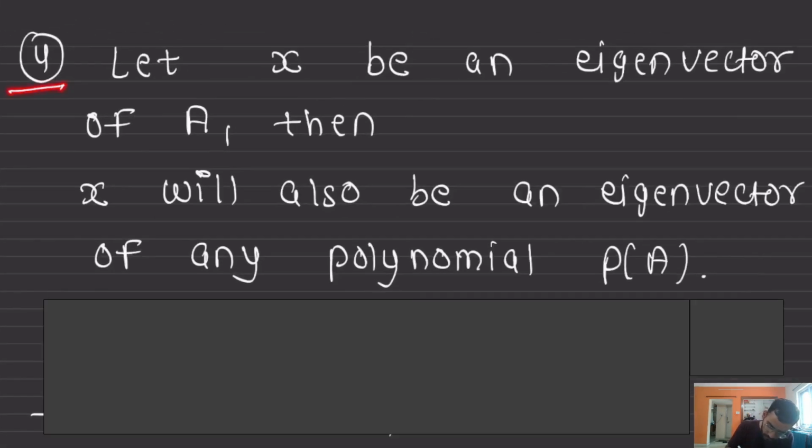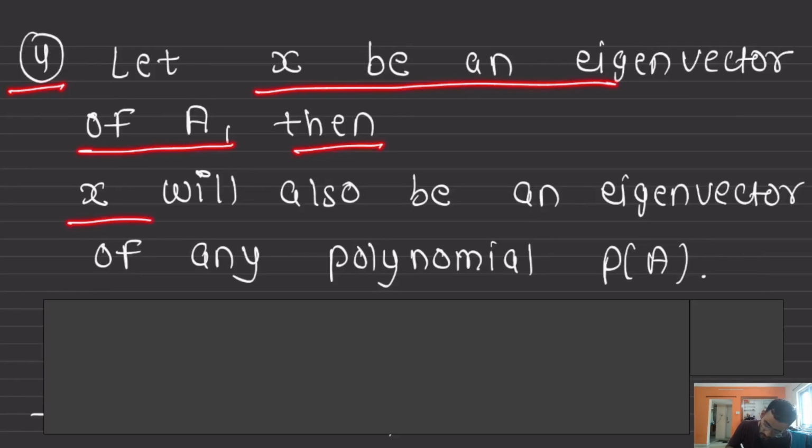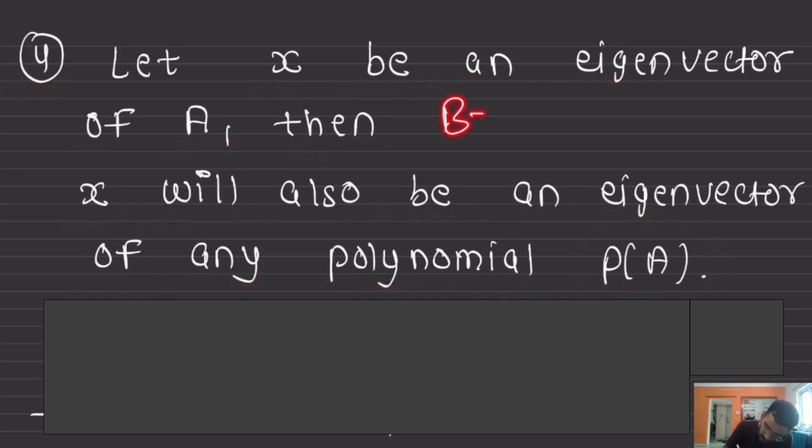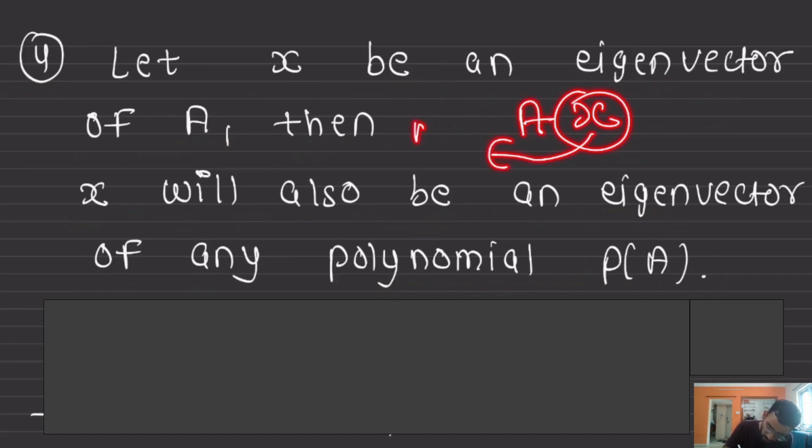And the fourth one is, let x be an eigenvector of A, then x will also be an eigenvector of any polynomial of A. Which means, let's say we have a B which is a polynomial of A, equal to A square plus A. Then let's say x is an eigenvector of A, then x is also an eigenvector of P of A, which is the same as B.